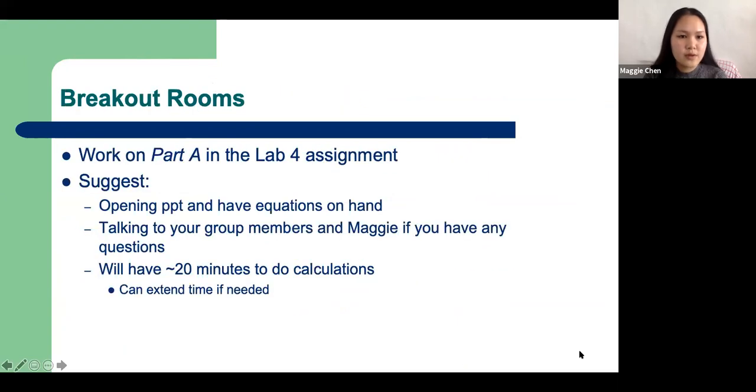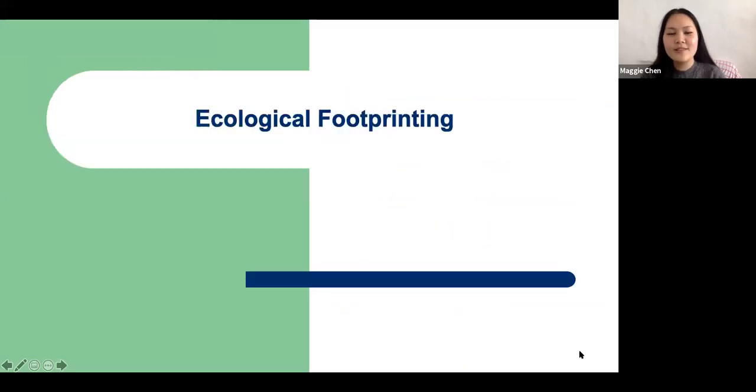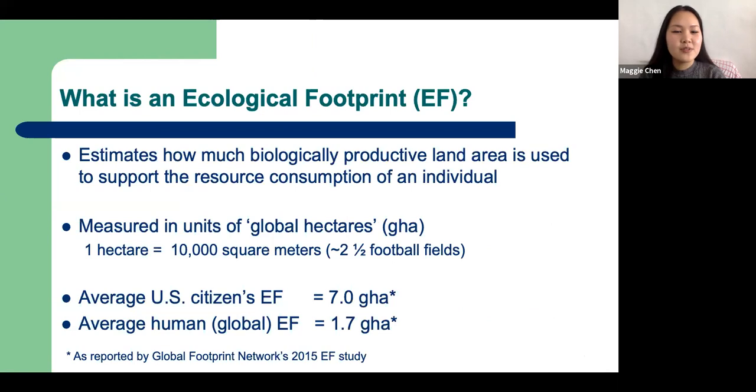So we just went to our breakout room. Now we're going to look more specifically at our ecological footprints, at our own resources that we use. So what is an ecological footprint, or EF? This estimates how much biologically productive land area is needed to support the resource consumption of one individual. So per person, how much productive land do you need to support that person?